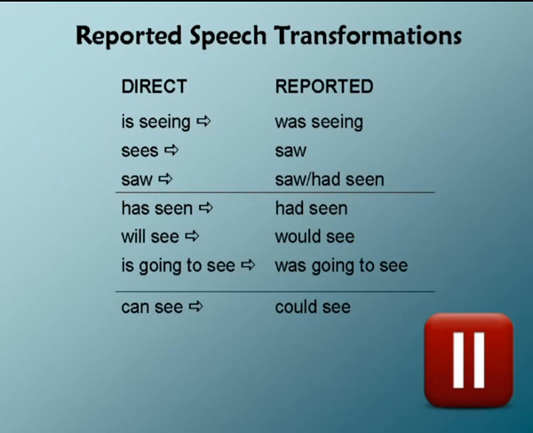From direct speech to reported speech. These are also common in the Spanish exam. Before we start, let's have a look at the rules.